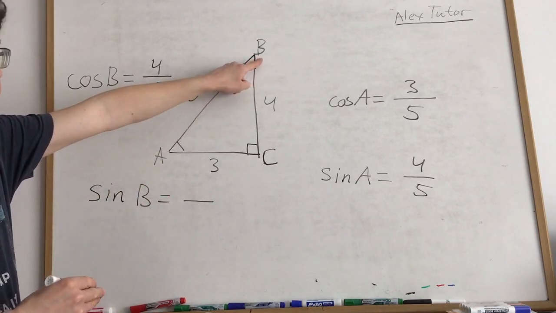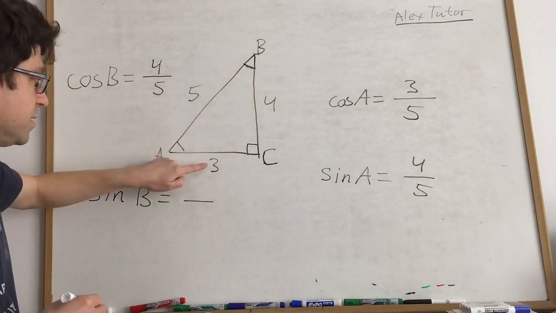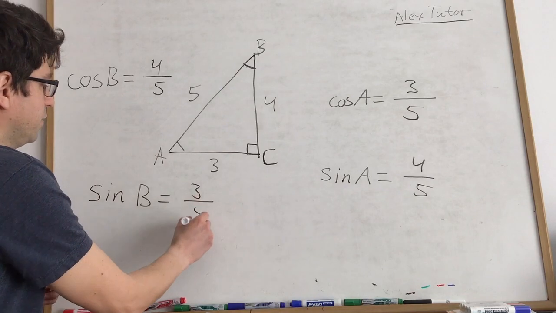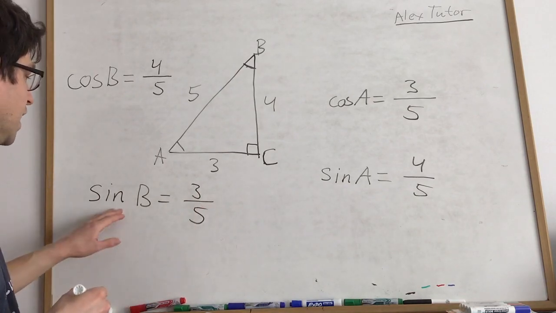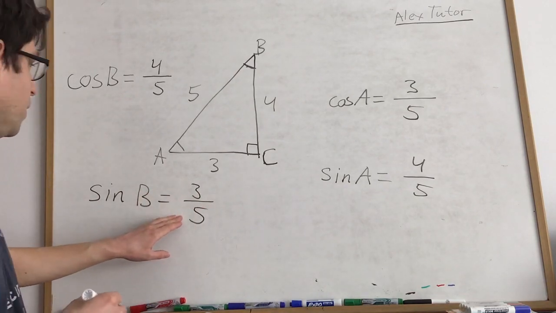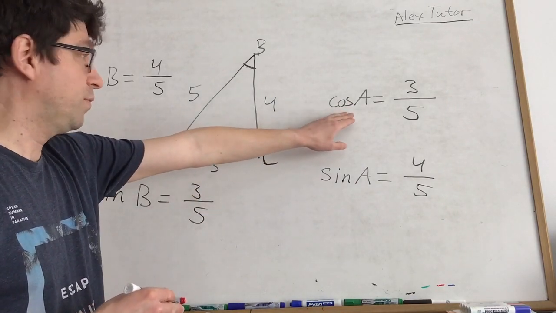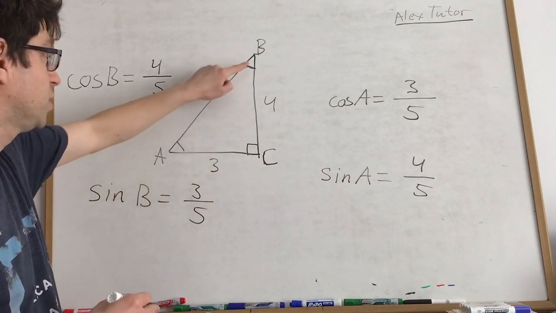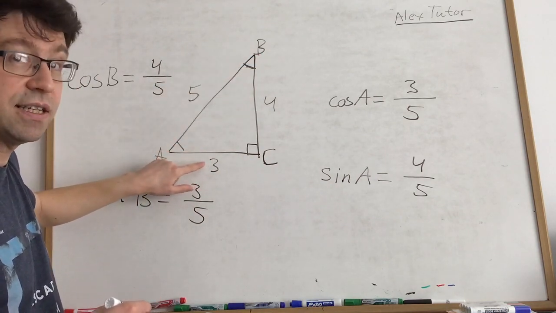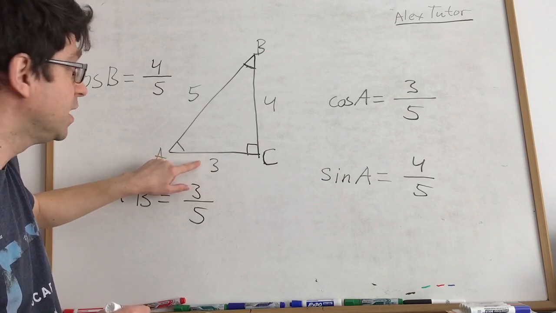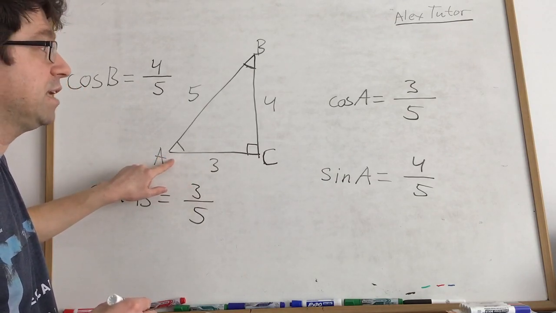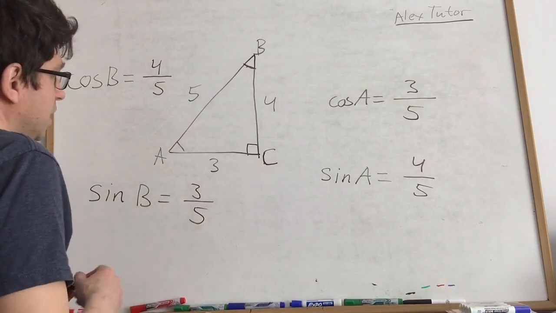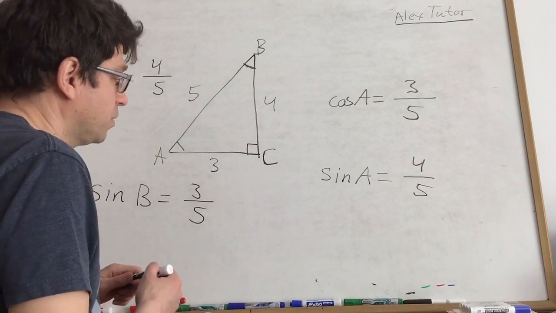So now what about sine of angle B? When I look at angle B, opposite leg is 3 and hypotenuse is 5. So sine of angle B equals cosine of angle A, because this side 3 is opposite to angle B, and the same side 3 is adjacent to angle A. So you see?